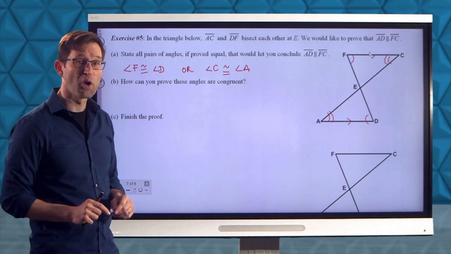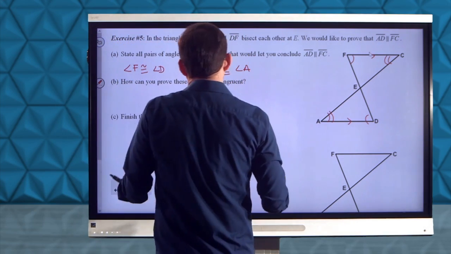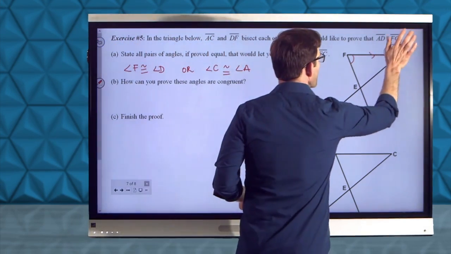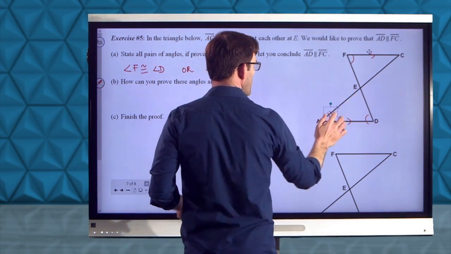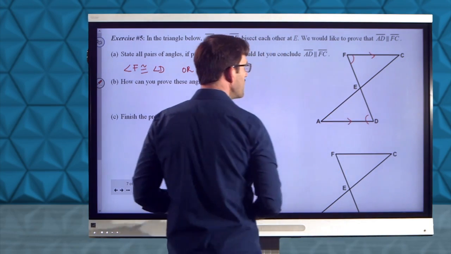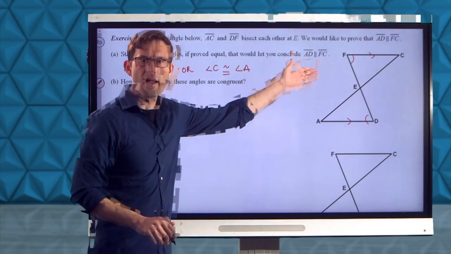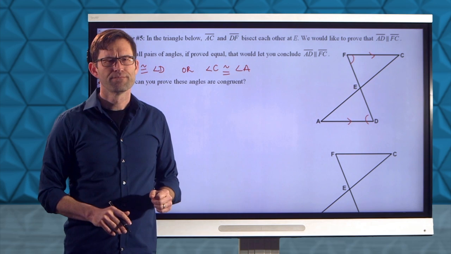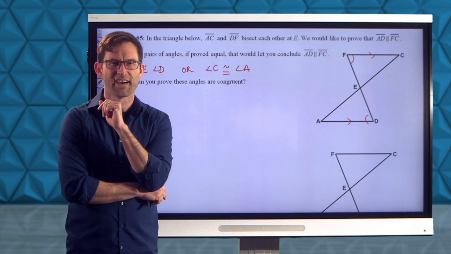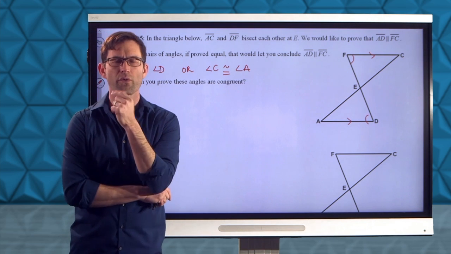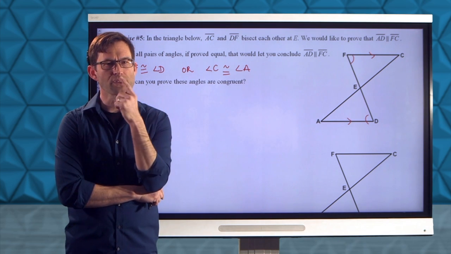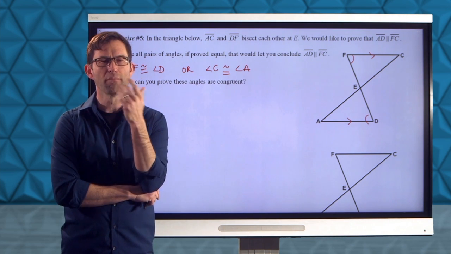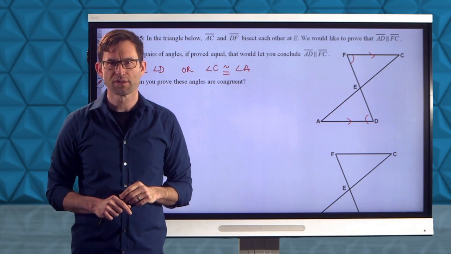So let's take a look at part B. How can you prove that these angles are congruent? Let's get rid of that. How can we simply prove that angle F is congruent to angle D? That sounds like a CPCTC proof, right? If I can prove that two triangles are congruent that contain those angles, then I can prove that the two angles are congruent because they're in corresponding places of the triangles.